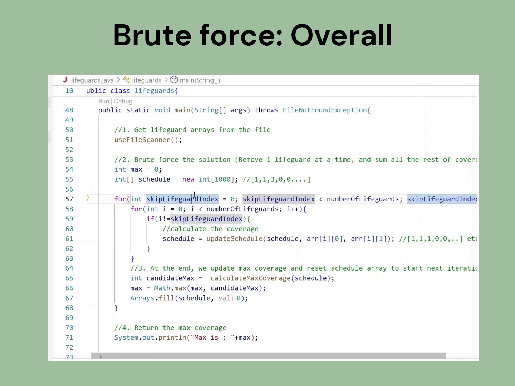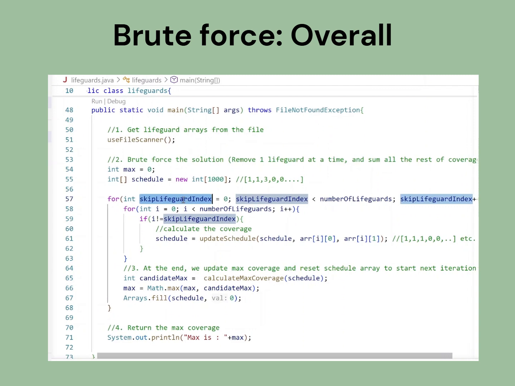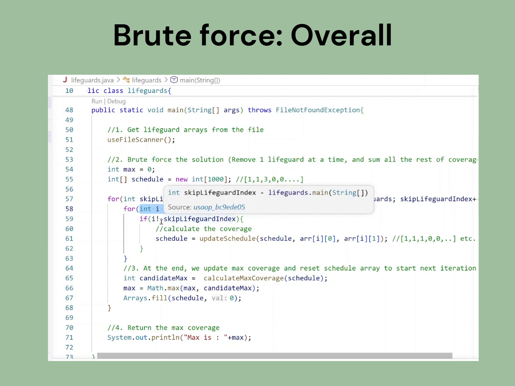We also want to explore the details of brute force. The first for loop is tracking which lifeguard we skip. The second for loop is for iterating over all arrays to sum up the coverage. To differentiate the skipped lifeguard from the others, we can check the index number of the array. If it is not the skipped lifeguard, then we can process further.